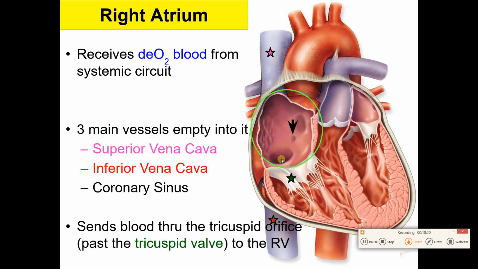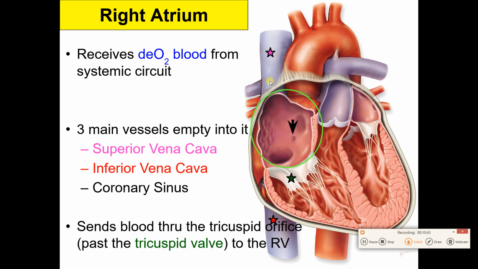All right, let's talk about the right atrium. There it is, cut open for you to see its interior. It receives what kind of blood? Deoxygenated blood from the systemic circuit. Now, there are three major vessels that empty into the right atrium. There are a lot of super tiny vessels that empty into it that we don't care about, but three major ones.